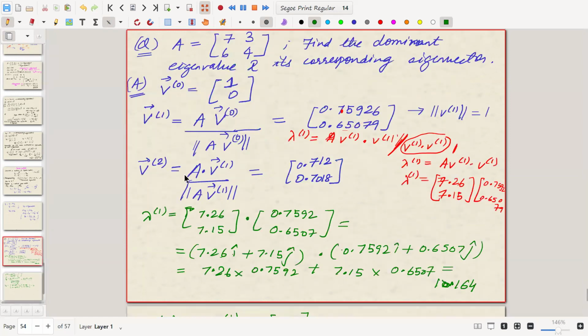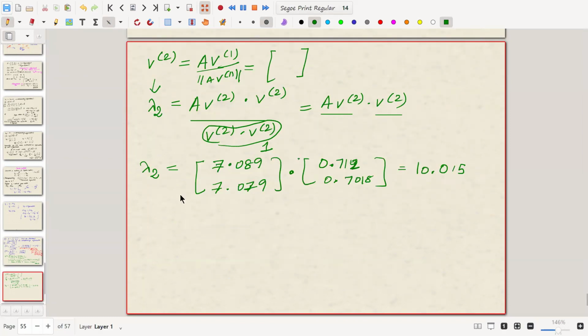Okay. Can you see the difference now? Previously you were getting 10.164. Now you are getting 10.01. Can you see that it is slowly approaching 10? Yes. And 10 is your eigenvalue. 10 is already your eigenvalue, which you computed in the beginning of the class.